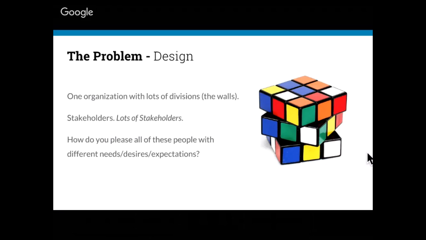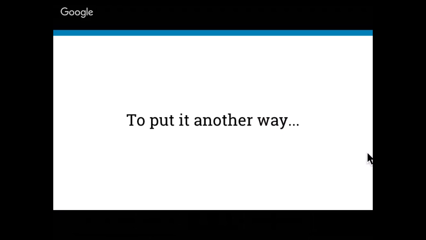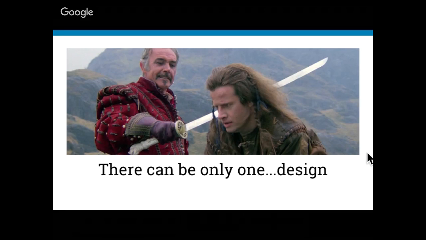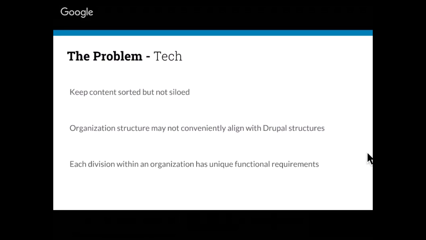And how do you get to all of these people and talk to them about their desires, their wants, their needs, their expectations, and get them all together to understand each individual component so that we can distill it all into one design that'll satisfy the organization as a whole, as well as each of the individual stakeholders? Or to put it another way, there can only be one design. How do we please all these people? So that's the design side. Drew's going to talk a little bit about the tech side.